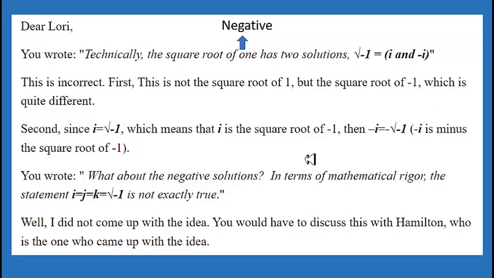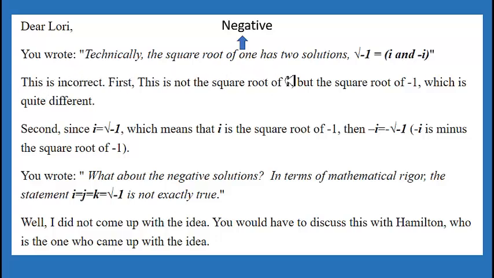So let's quickly go through. This is just one part of the email exchange, but this was the part that raised most of the problems that we were having with this conversation. Okay, so we had already been having a bit of a conversation about it. So he wrote back to me that I wrote, technically, so in a previous email I wrote, technically the square root of -1 has two solutions. Okay, square root of -1 has two solutions, I and minus I, and he came back with, this is incorrect.